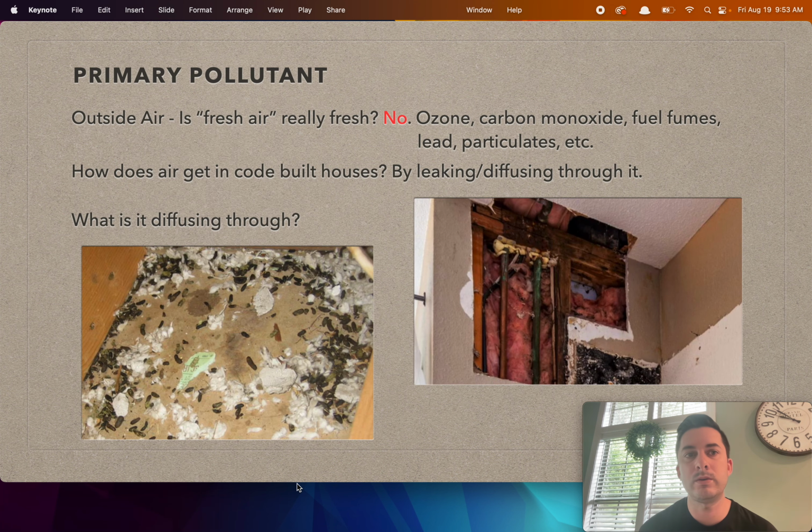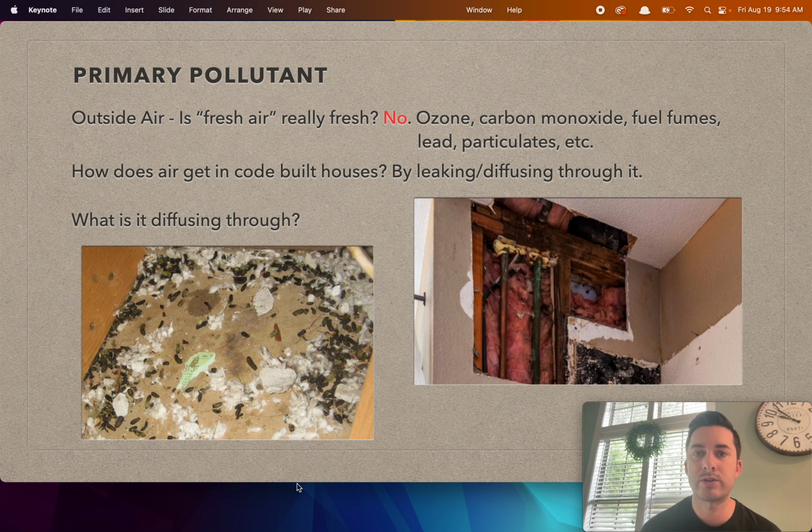So the primary pollutant is actually the outdoor air. We always think that outdoor air is fresh air, but the question is, is it really fresh? Unfortunately, no, it's not. There is ground ozone, like we mentioned earlier, carbon monoxide from vehicles, fuel fumes with attached garages, lead, particulates, etc.